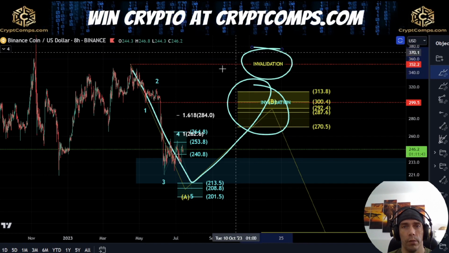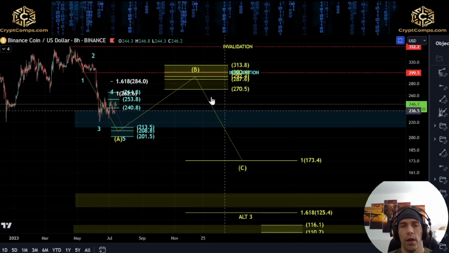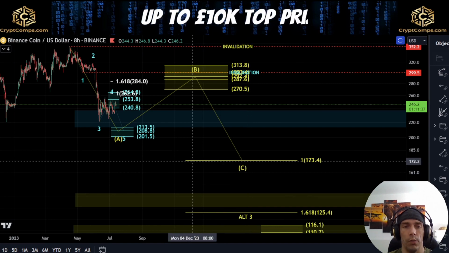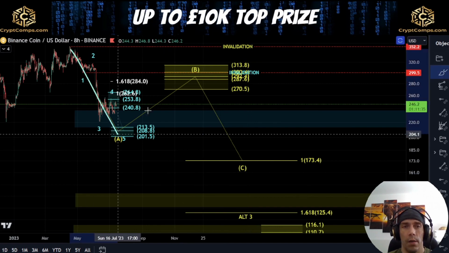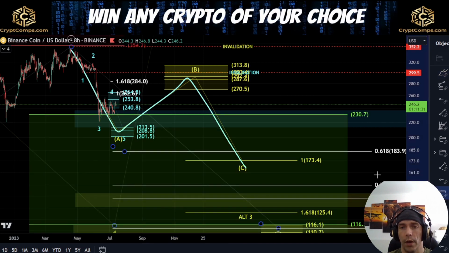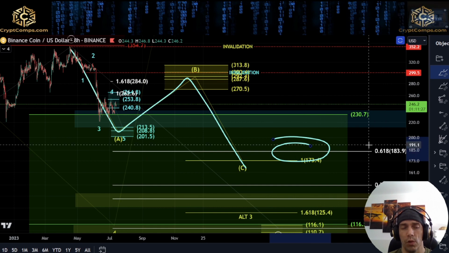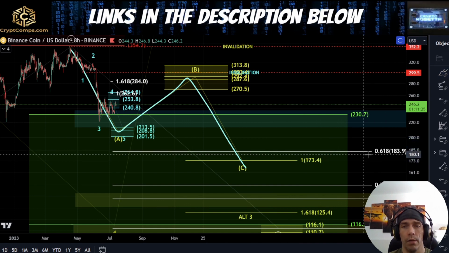This would be our invalidation, and then actually see continuation to the downside in this C wave. Now, if we do just get this as A, B, and then C, this could align with the idea of coming back down here, looking to target out this 0.618, which would be a minimum requirement of the Y wave.